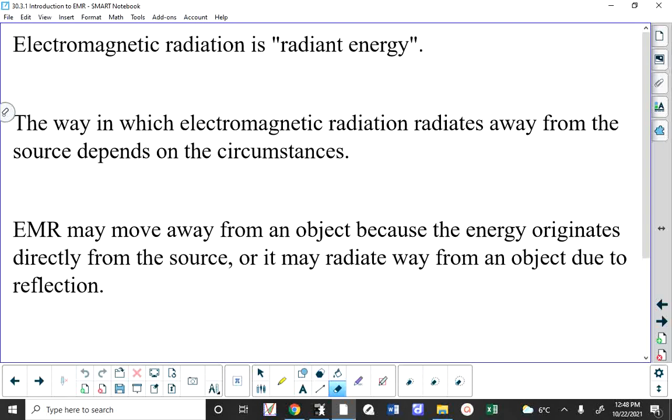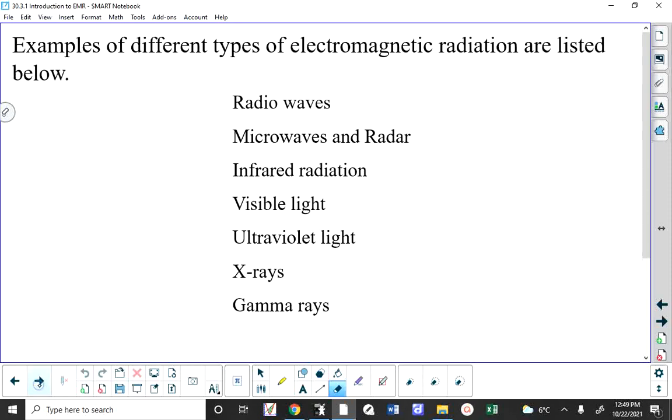We were just talking about the fact that electromagnetic radiation is a type of energy that we call radiant energy, and it's called radiant energy because it's energy that radiates through space away from a source. And it may be radiating away from a source because that's where it's originated. Like, for example, you might have a fire. A fire is emitting visible light, and it's also emitting what we call infrared radiation, which is a type of heat. But EMR can also radiate away from an object because it's been reflected off of the object.